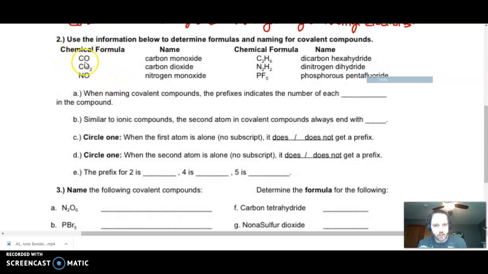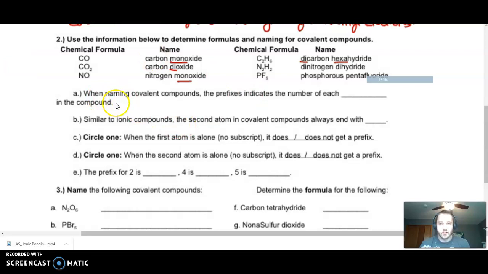So what we really have to do here is actually start looking at our prefixes. So we see this formula CO, and then it just says carbon monoxide. CO2, carbon dioxide. NO, nitrogen monoxide. Or come over here, dicarbon, again, that prefix, H6 hexahydride.